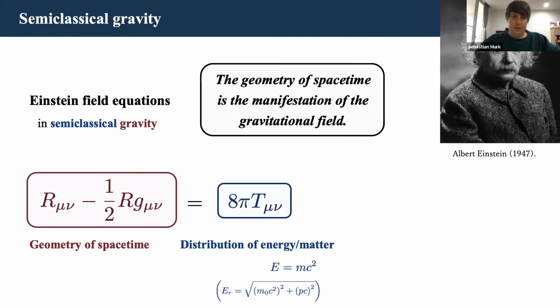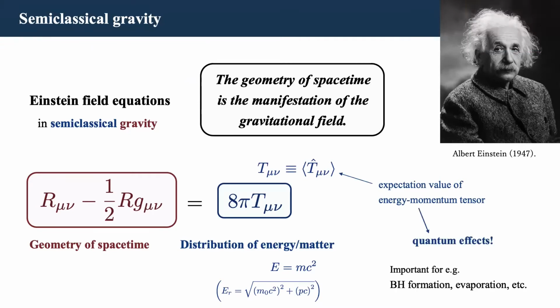Now, in semiclassical gravity, what we want to do is we want to take into account quantum effects, at least on the right-hand side of the field equations. We don't know how to do it on the left-hand side. If we did, then we already would have a fully developed theory of quantum gravity, but we don't. But on the right-hand side of the equations, you can take quantum effects into account. And you can do this by considering the expectation value of the energy momentum tensor. And quantum effects play a pivotal role in dynamic processes, such as black hole formation and evaporation.